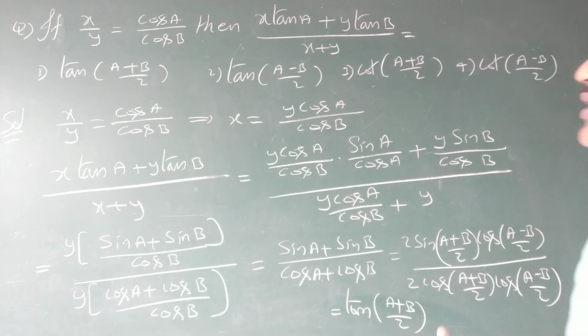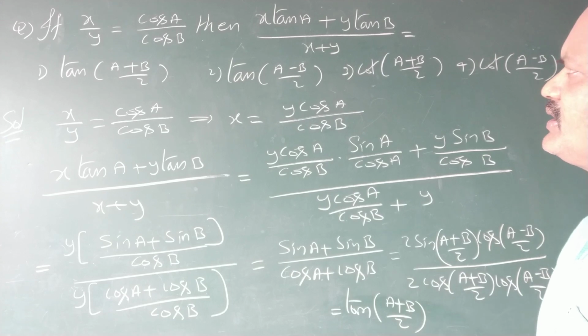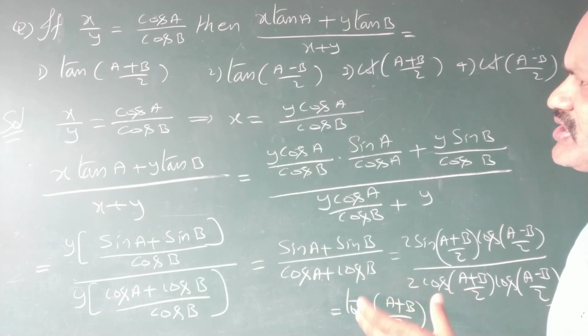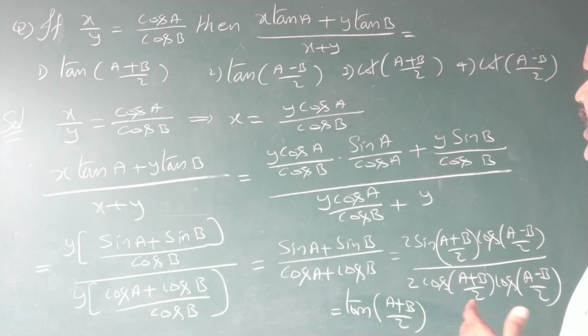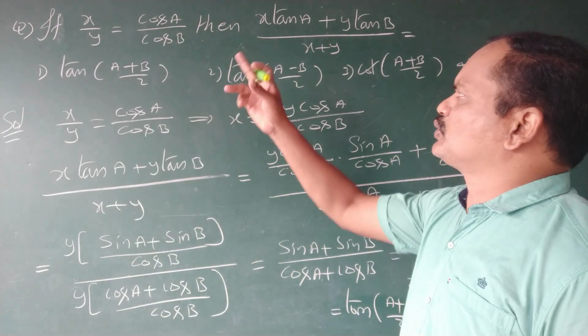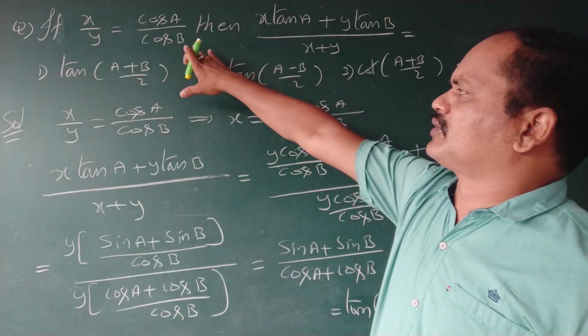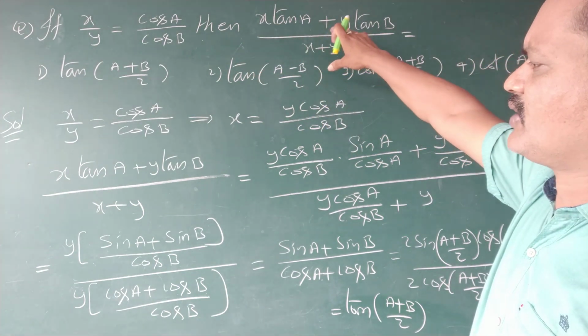Now the next question: if x by y is equal to cos A by cos B, then (x tan A plus y tan B) by (x plus y) is equal to: first option tan (A plus B) by 2, second option tan (A minus B) by 2, third option cot (A plus B) by 2, and fourth option cot (A minus B) by 2. So two conditions are given, and from this given condition we have to find the value of this expression.